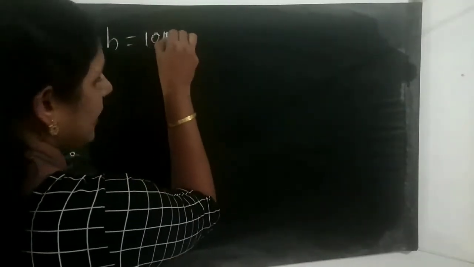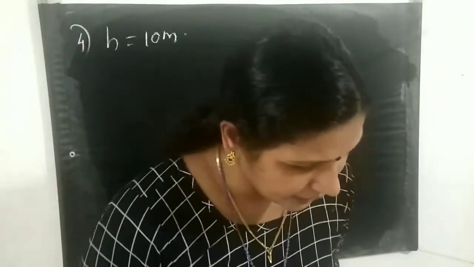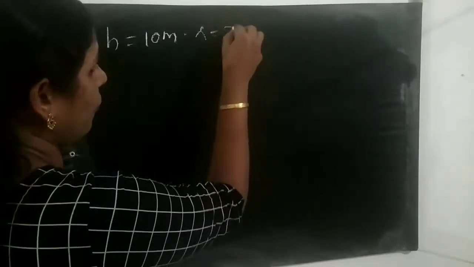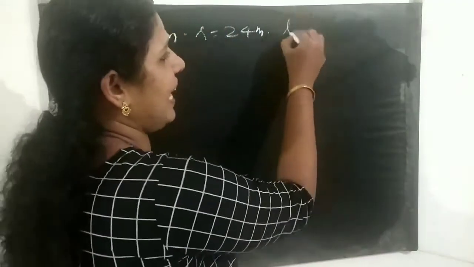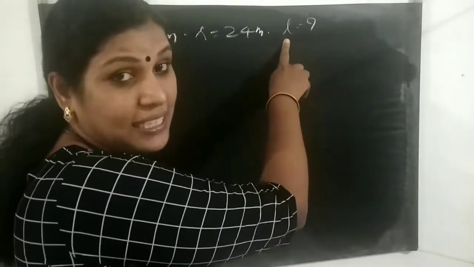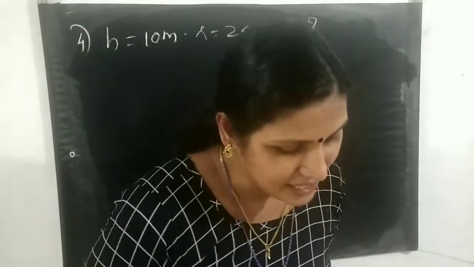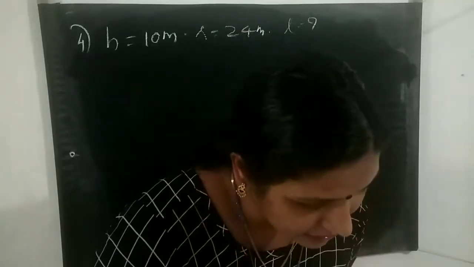The question number 4 is a conical tent is 10 meter high. See children, here height is given, that is h equal to 10 meter. And the radius of the base is 24 meter. Radius is given, 24 meter is radius. Find slant height. We need slant height. The symbol of slant height is L.